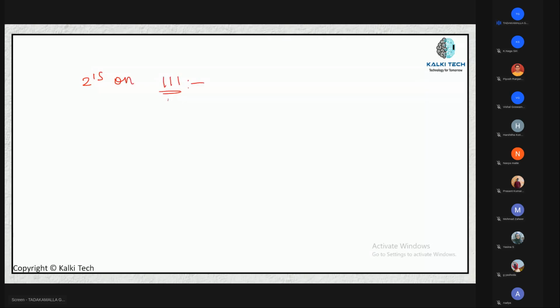Then first perform one's complement on this number, that is 0 0 0, then add 1 at the LSB, that is here. Then what will be our answer? 0 0 1. So this is the 2's complement of triple 1. Okay, so is it clear for everyone? Yes, correct.